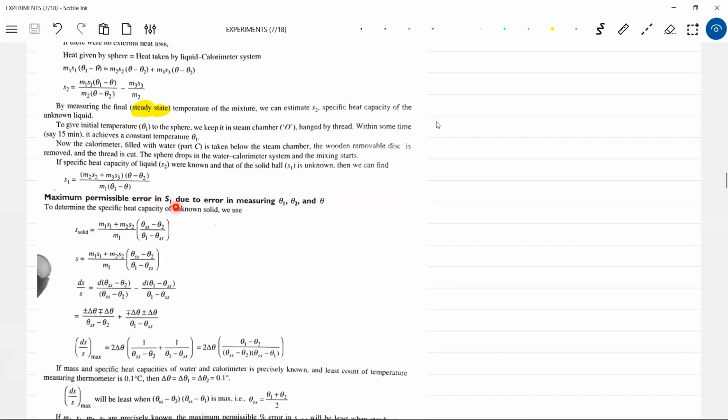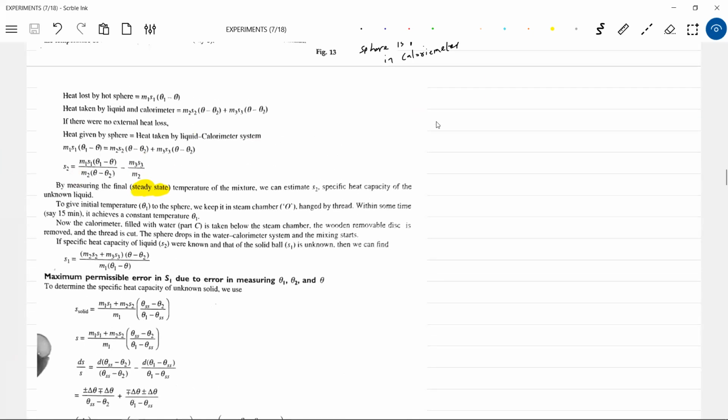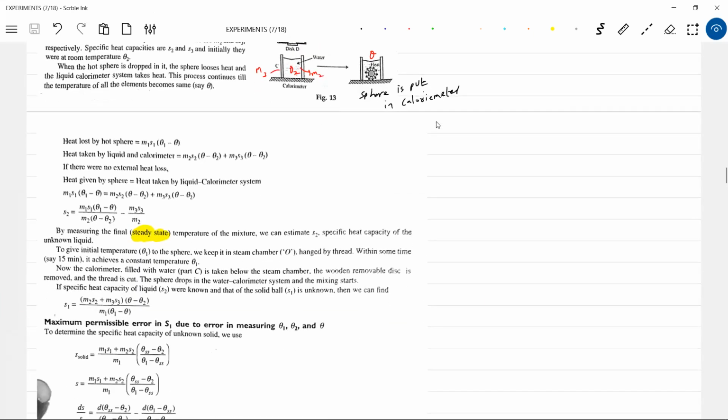What is a possible error in measurement of specific heat? Like that of the liquid, that of the ball also we can measure. This is for the liquid we have measured. Can I measure the specific heat of any metal? So I know now the liquid, and I'll come to the metal, the body.